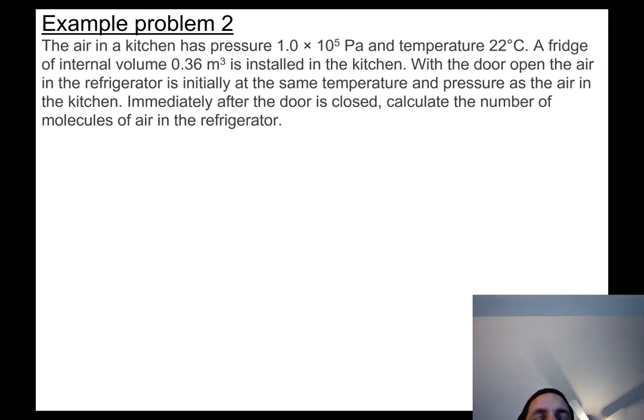Question 2 is a little bit more challenging, a little different, I should say. It's more calculator. The air in a kitchen has a pressure of 1.0 times 10 to the 5th pascals and a temperature of 22 degrees Celsius. A fridge of internal volume 0.36 meters cubed is installed in the kitchen. With the door open, the air in the refrigerator is initially at the same temperature and pressure as the air in the kitchen. Immediately after the door is closed, calculate the number of molecules of air in the refrigerator.